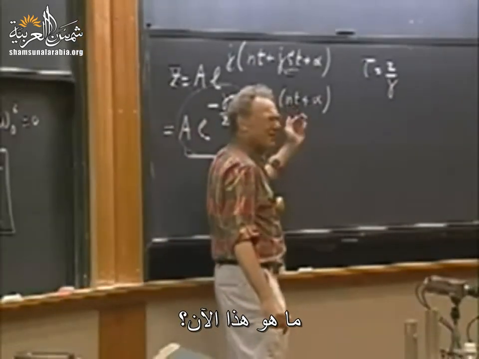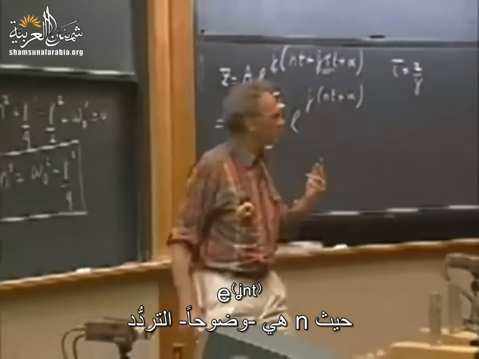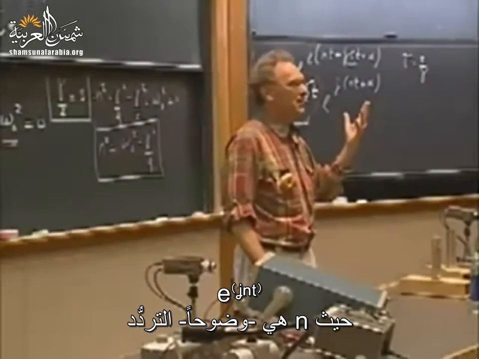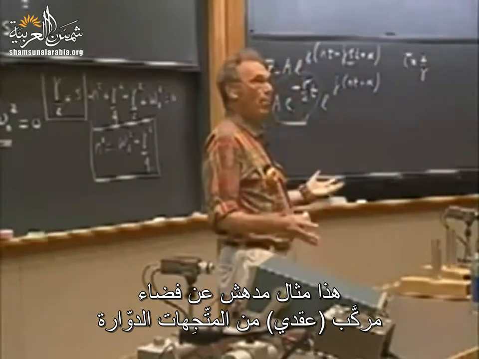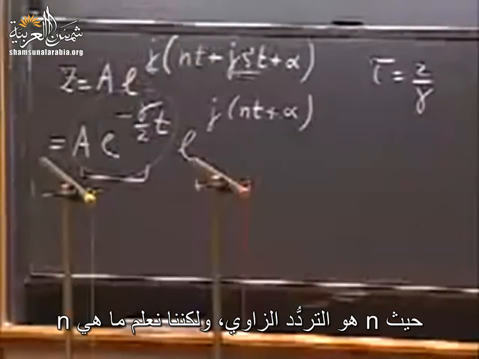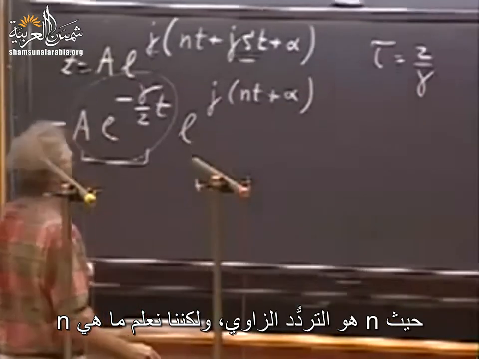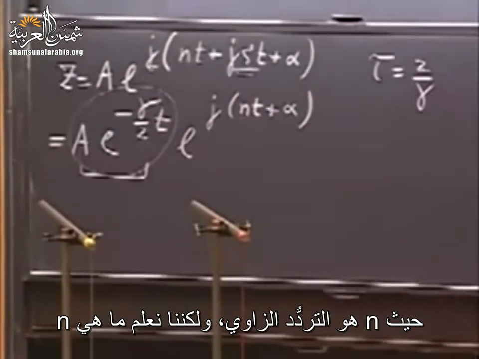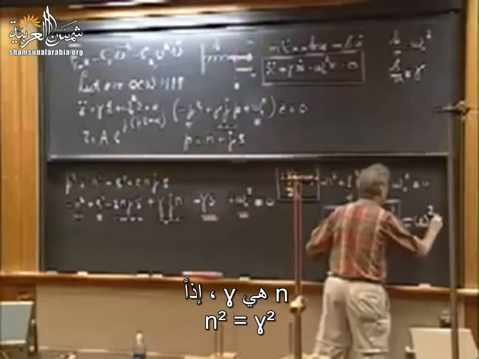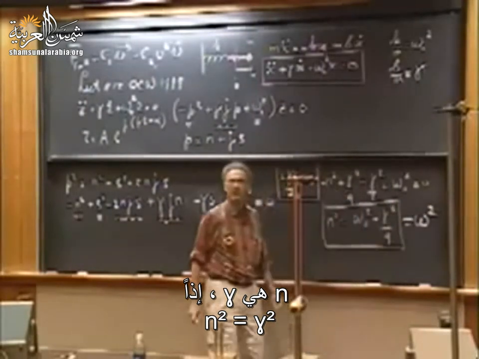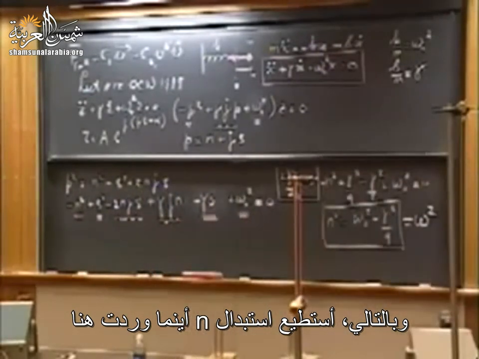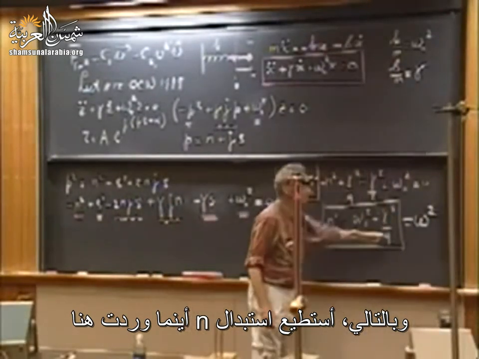What is this now? e to the power jnt. Well, n is obviously a frequency. This is the striking example in the complex plane of a rotating vector, and the angular frequency is n, but we know what n is. And so this n really is nothing but omega. n squared is really omega squared. And so I can replace this n now by whatever you have here.